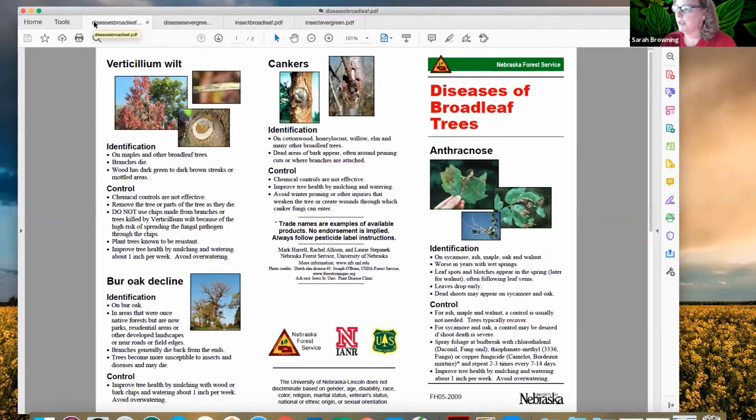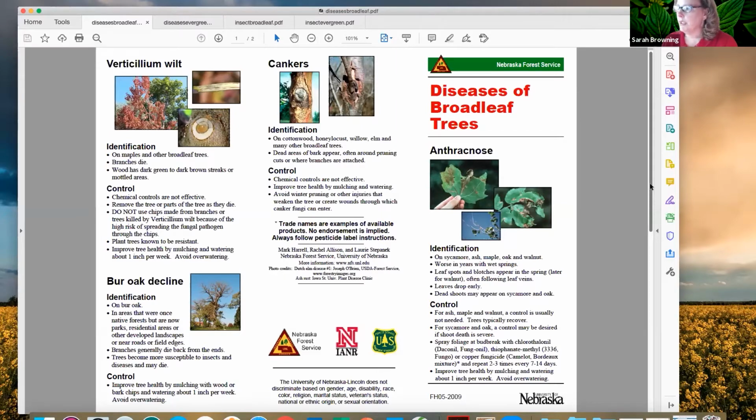And if you Google these publications, I'm sure you'll be able to pull them up. And what I like about them is that they give you a very brief synopsis of what the problem is, what are the common symptoms. They give you some pictures so you can figure out what it looks like, and then they give you control recommendations. So these are a really nice little quick guide to help you with some of the problems that we deal with on a regular basis.